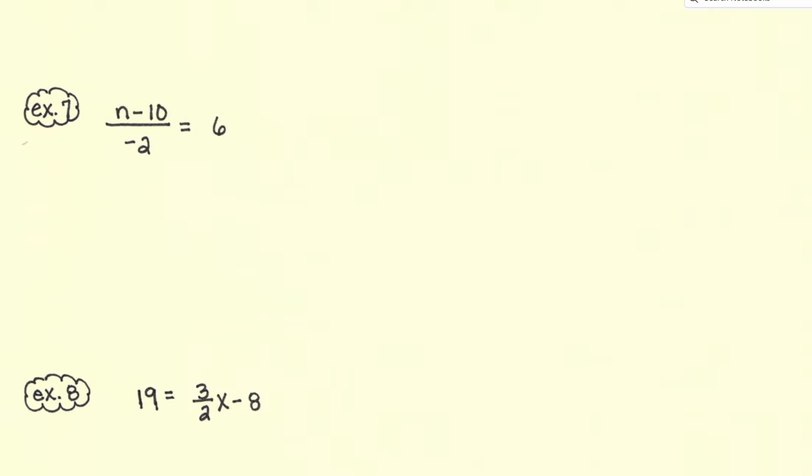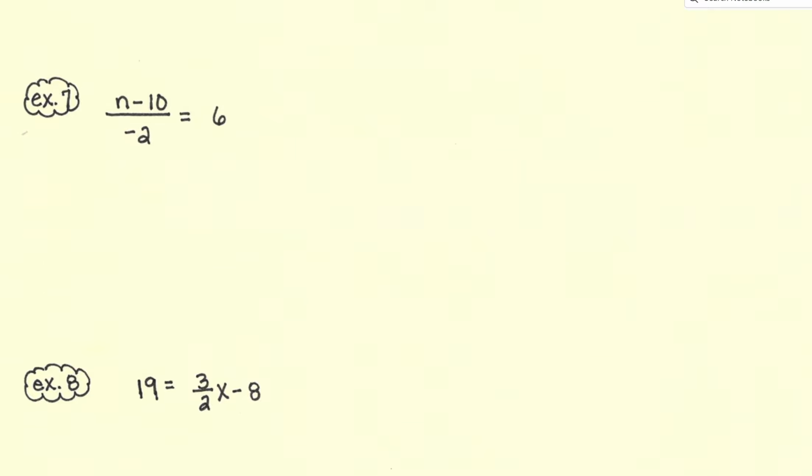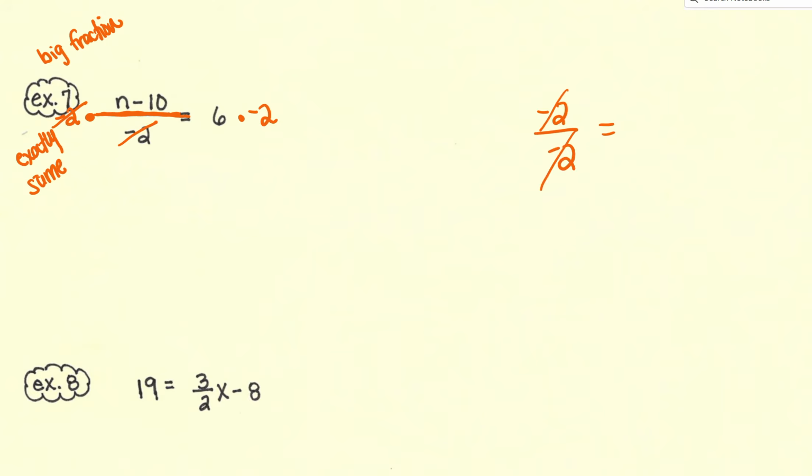Okay, let's take a look at number 7. If you'd like to pause the video and try it on your own and then come back and check. So on this one, we have the whole fraction. It's just a big fraction to begin with, and I do need to take care of that first. This is a divide by negative 2, so I'm going to multiply by negative 2. I have to multiply by exactly the same thing so that the negative 2 in the top and the negative 2 in the bottom can cancel. It's like over here. For those to cancel, they have to be identical.